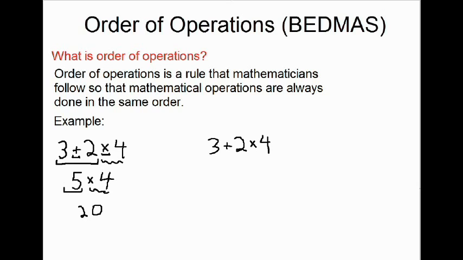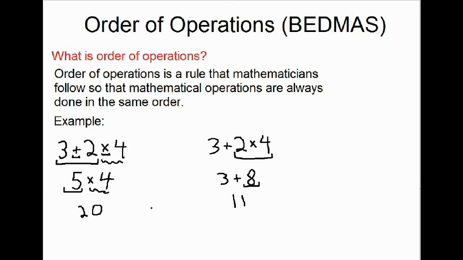Now, another way to approach this is you might look at this question and say, well, I think multiplication is more important than addition. So your opinion might be that maybe the multiplication should be done first, even though it doesn't appear first. And if that was the case, well, we would answer 2 times 4 first, and then leave everything else exactly the same. Again, working our way down. And then we just have 3 plus 8, which is 11.